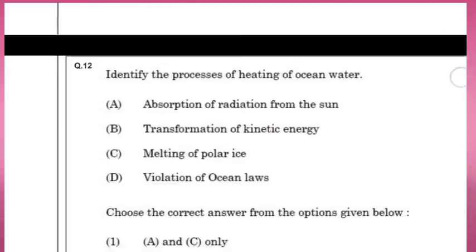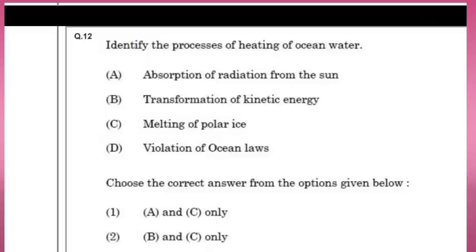And next question: Identify the processes of heating of ocean water. Absorption of radiation from the sun, transformation of kinetic energy, melting of polar ice, salinity of the ocean. Choose the correct answer. The correct answer is option 3, A and B: absorption of radiation from the sun and transformation of kinetic energy. A, B is the correct answer.